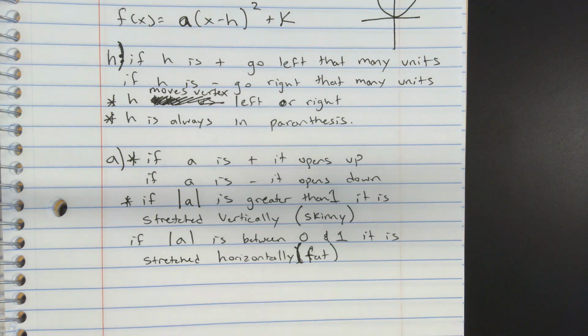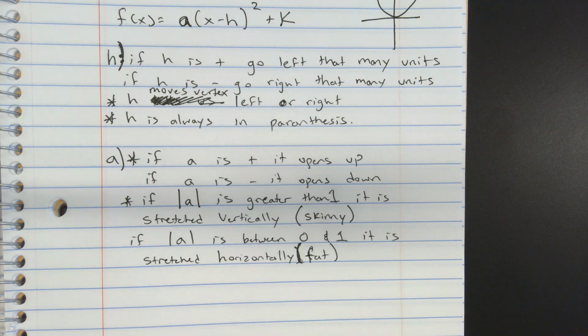Okay, so A tells us two different things. H only moves left or right. A tells us two different things. If A is positive, it opens up, meaning it looks like this. If A is negative, it opens down. It also tells us a couple things.